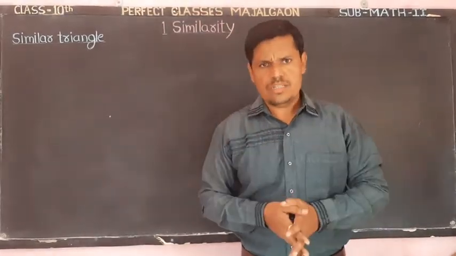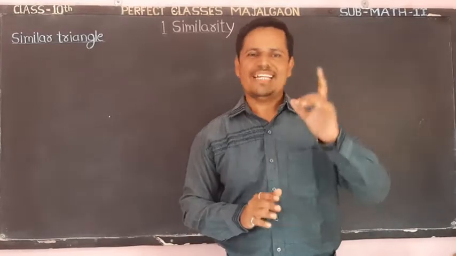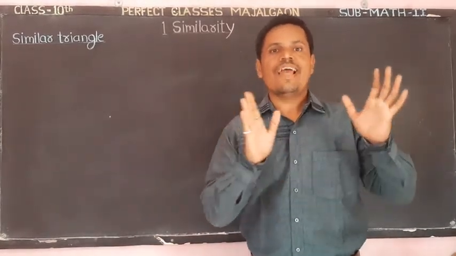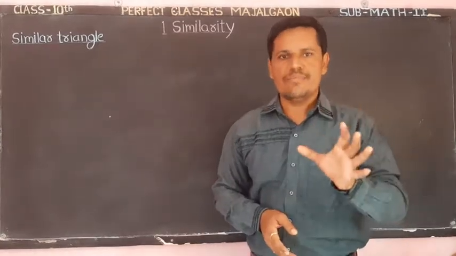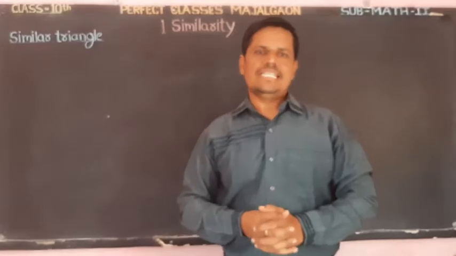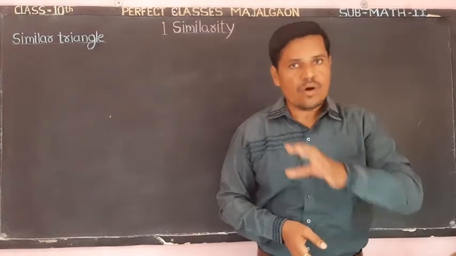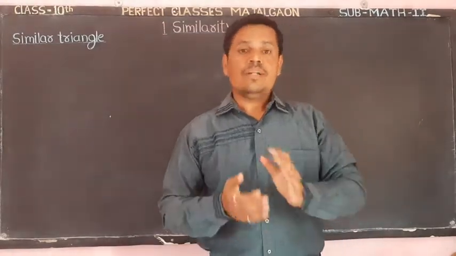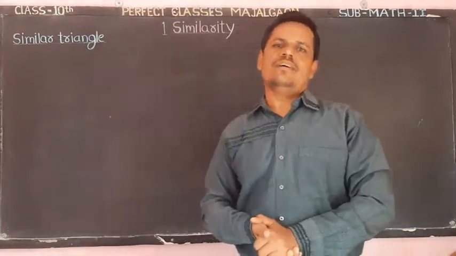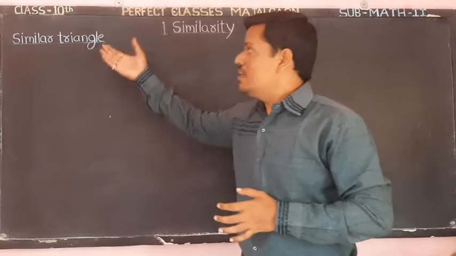What is meant by congruence? Who will tell me? I told you in the first video, congruence means those figures in which the shapes and the measures are the same. They are called congruent figures. And similar figures means those in which the shapes are the same but their measures are not the same, they are in proportion. Then the figures are called similar figures.